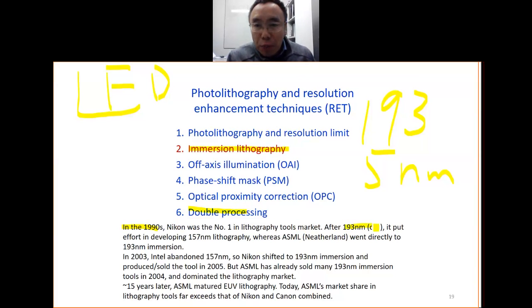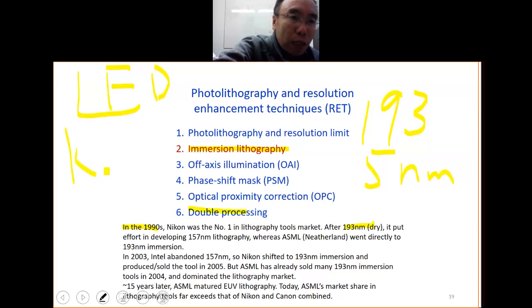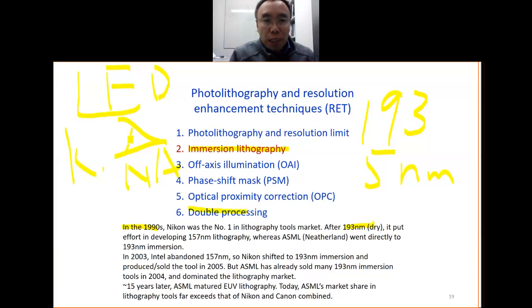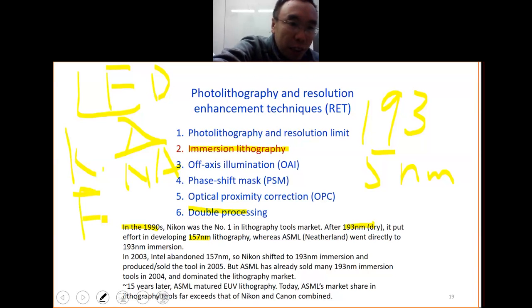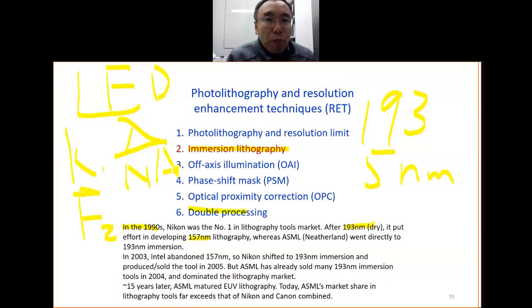So after 193 nanometer, there are two routes to get higher resolution. We know that the resolution is given by k1 lambda over NA. One way is to reduce the wavelength. This is what Nikon tried to do. It spent lots of effort to go to 157 nanometer lithography, which is for the excimer laser. Another route is to go to a bigger numerical aperture, which is immersion lithography. The Netherlands company ASML put more effort into immersion lithography.